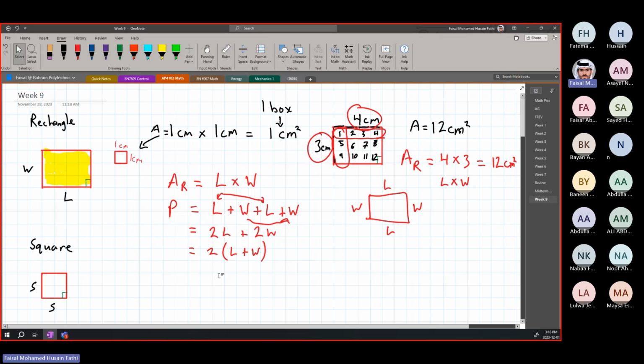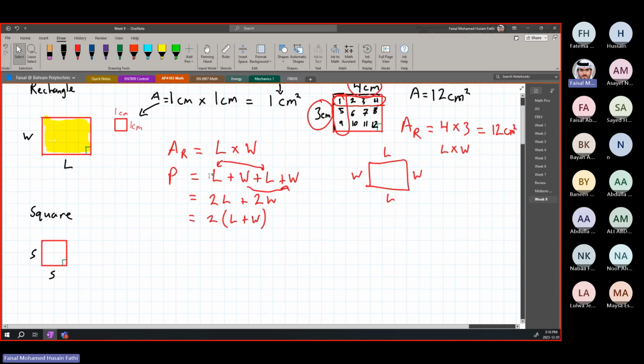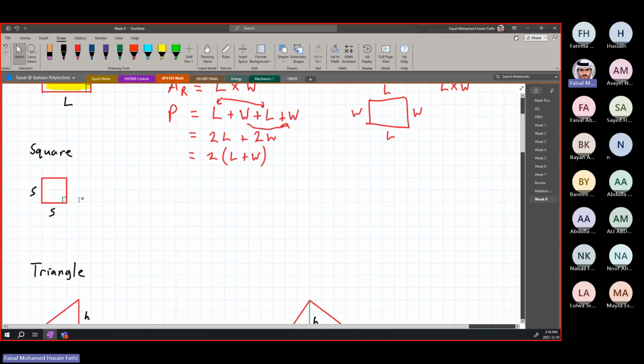You can memorize any of these equations, whichever you're more comfortable with. They are all correct. There's nothing wrong with any of these equations. Whichever is easier for you to understand, you could use. So this is the case for a rectangle. Moving on to a square.